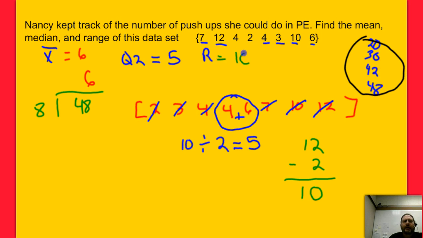So to find that range again, what I did with my range is I found the big number and I subtracted the little number from it, and in this case it was 10. Watch this video as many times as you need to until you understand how to find mean, median, and range.